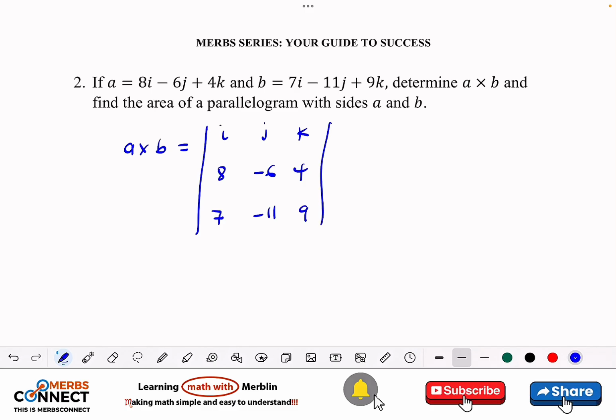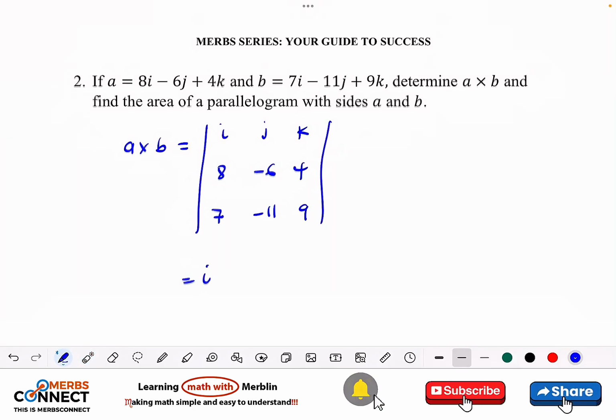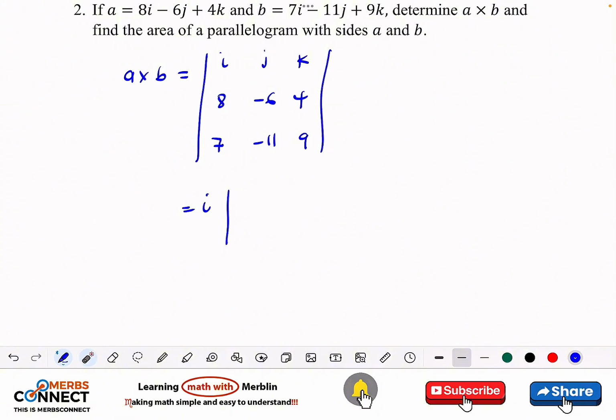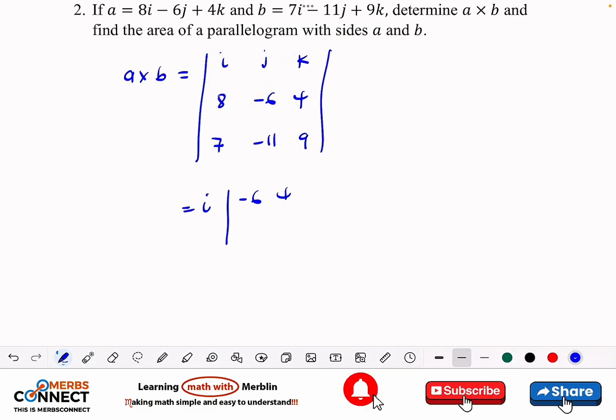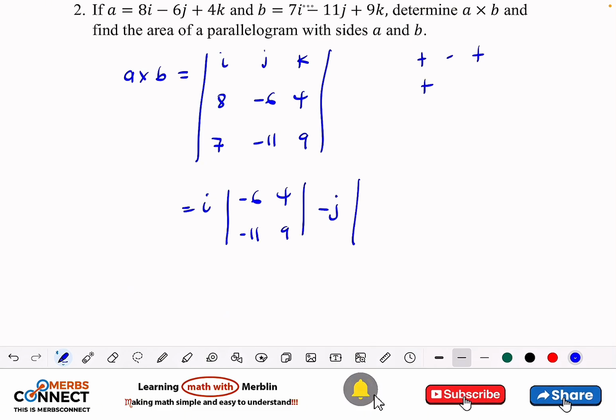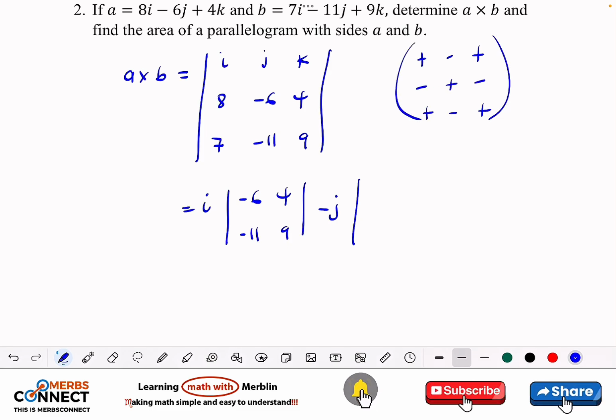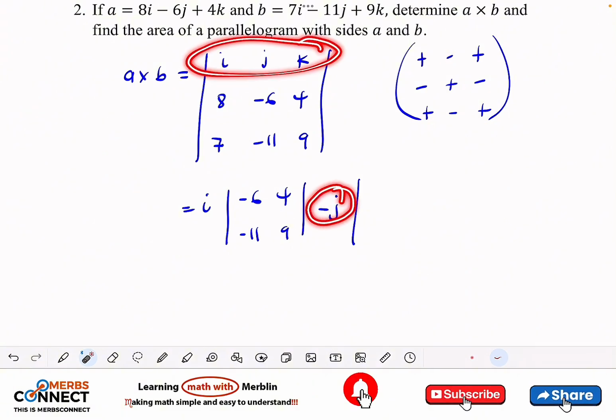Let's try and multiply by finding the determinant. So when I maintain i, let me just do something like this so that since we are taking the first example, we can see it. When I cancel i out, it will be left with this. So I'm going to have minus 6, 4, minus 11, 9. Minus j. Don't forget we are using the cofactors, plus, minus, plus. So always the j is minus if we are using the first row.